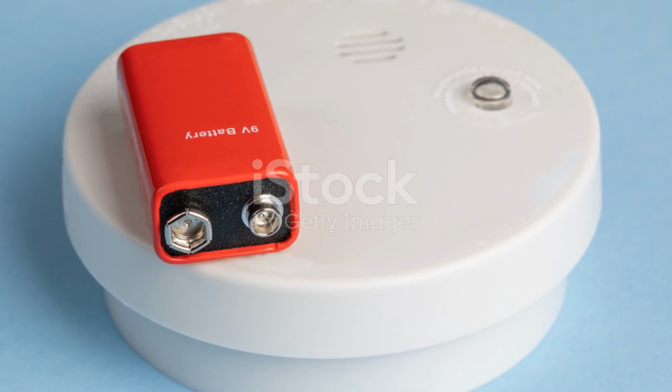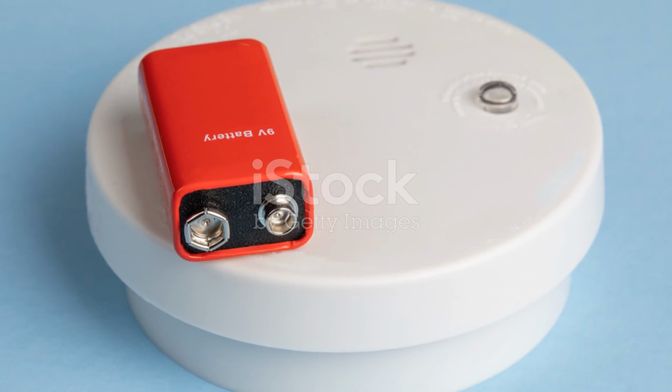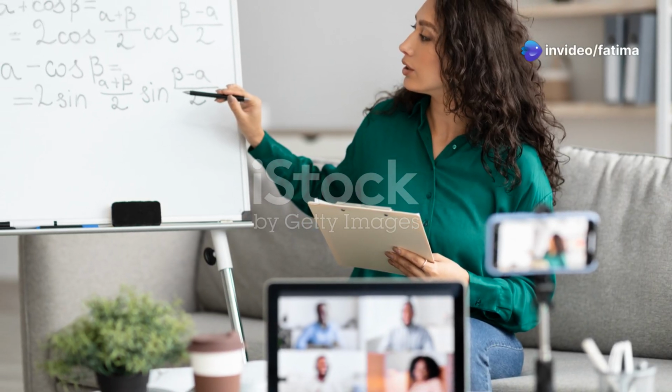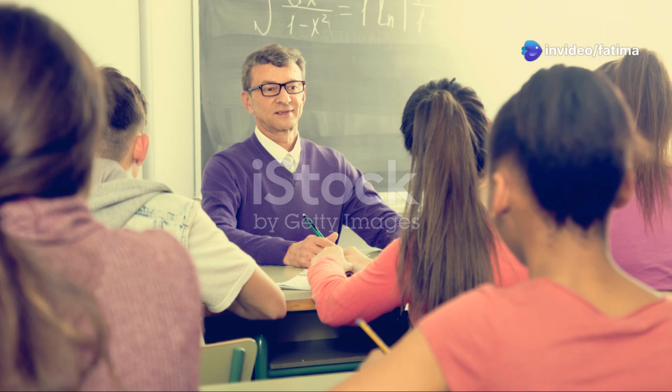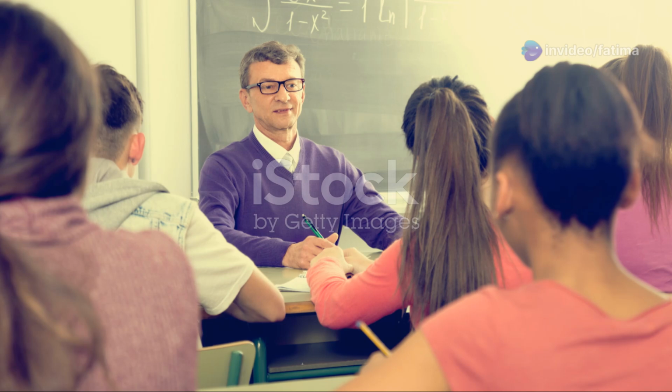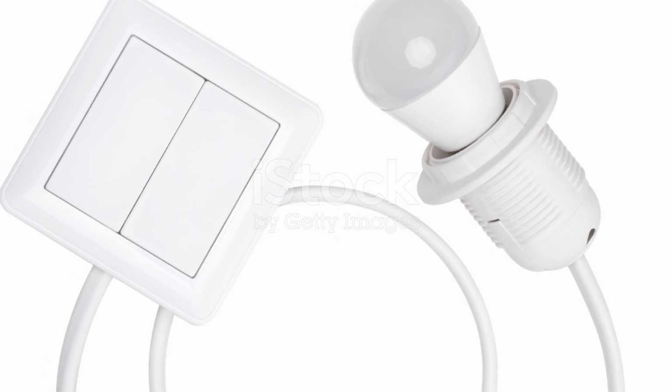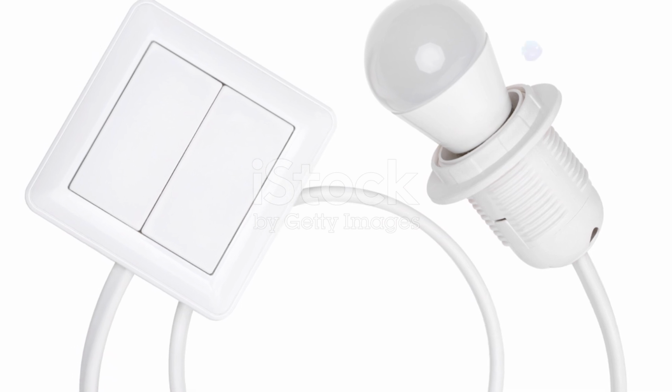Alright, let's bring it to the real world with a practical example. Suppose you have a 9-volt battery connected to a small light bulb with a resistance of 3 ohms. Using Ohm's law, you can calculate the current flowing through the bulb. I = V/R = 9V/3Ω = 3A. This means 3 amperes of current will flow through the light bulb.